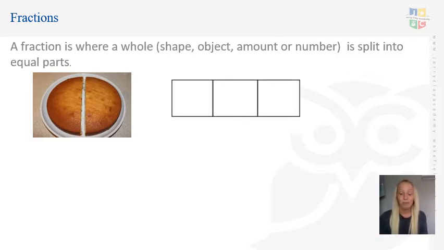Or we have this shape, so the whole shape is a rectangle. If I use my highlighting tool to go around the shape, you can see that the shape is a rectangle. However, my whole rectangle has been split into three parts. So this rectangle represents a fraction because we have a whole rectangle, but it has been split into three parts and those three parts are all equal.